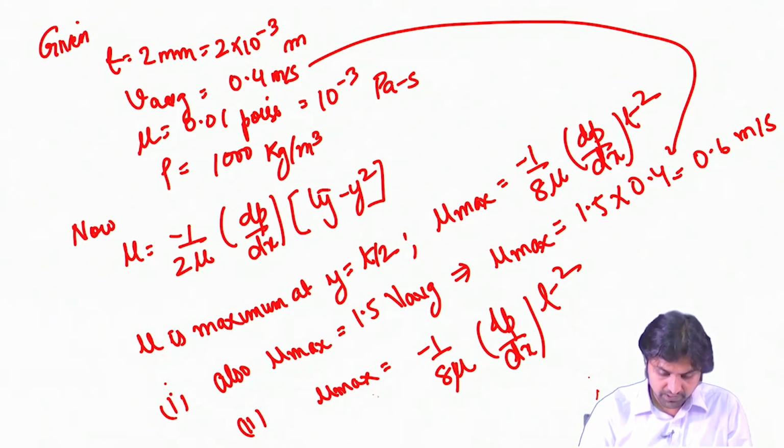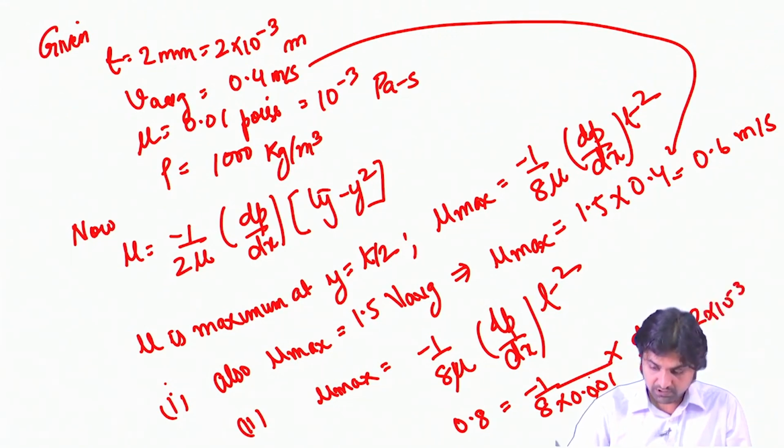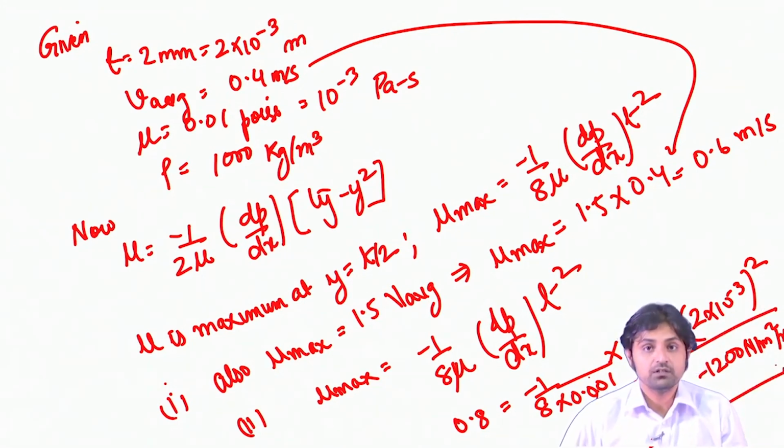So, if we substitute the value of U max, that is 0.6 is equal to minus 1 by 8 into 0.001, and dP dx is what we need to determine, and T is 2 millimeters, so 2 into 10 to the power minus 3 whole square, and this way we can obtain dP dx is equal to minus 1200 Newton per meter square per meter, okay.